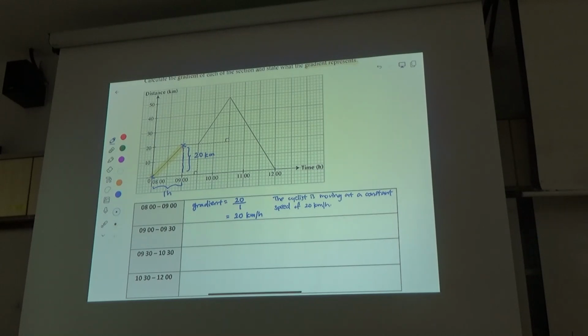The gradient, as mentioned, in the distance time graph tells us about speed. So the gradient informs us that the cyclist is moving at a constant speed of 20 km per hour. It is constant speed because there is no change in the rate itself. It is a straight line, so there is no change in the speed over time. It keeps on moving at the same speed.